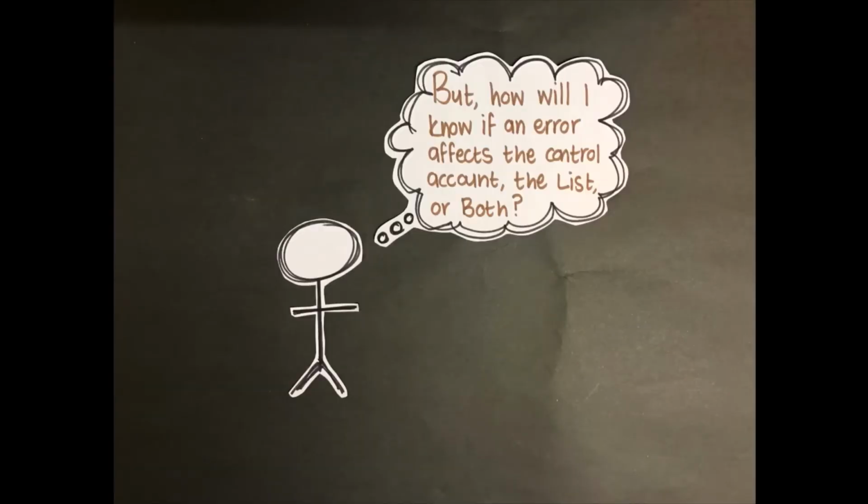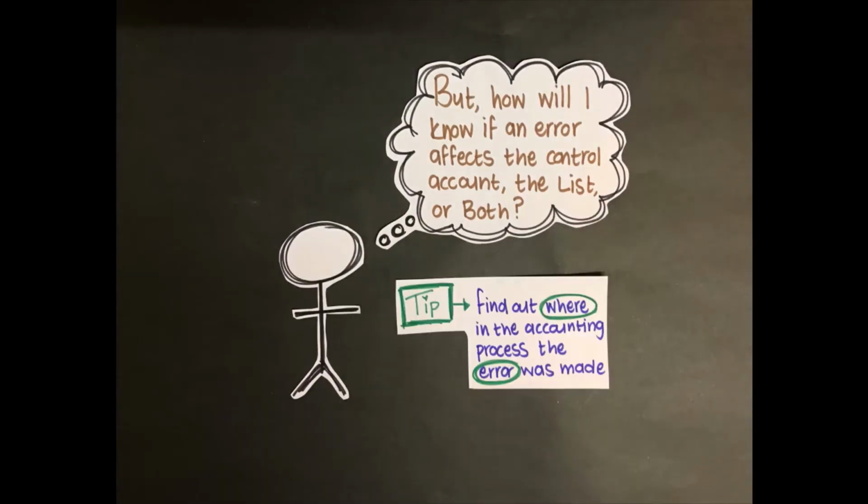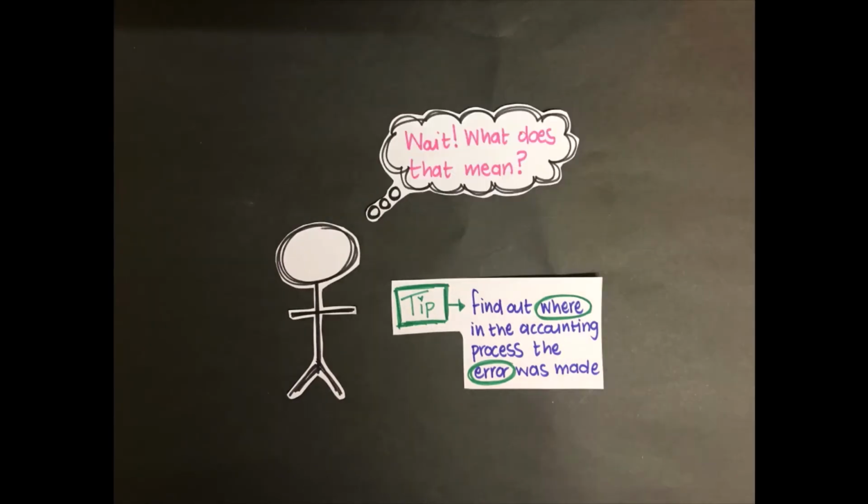Okay, so how will you know if an error affects the control account, the list, or both? My tip to you is you need to find out where in the accounting process was the error made. I know that doesn't really make sense. Okay, so I'm going to give you 5 simple rules that you can follow.